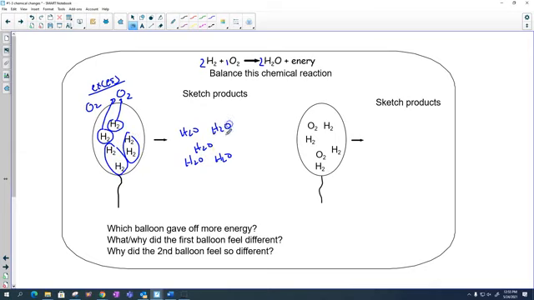So this can get pretty mathematical. I mean, now it blew up. So it gave off some energy. Alright, what do we got here?